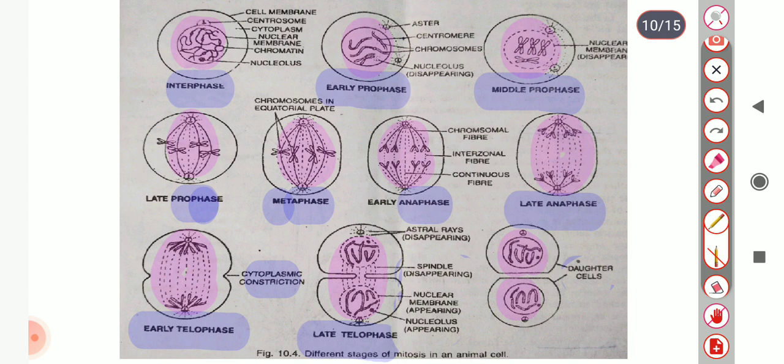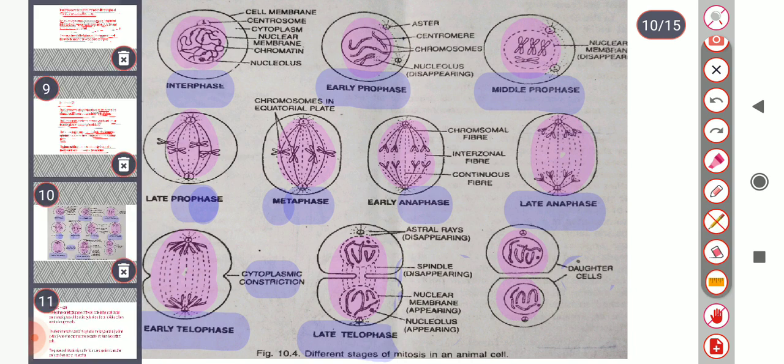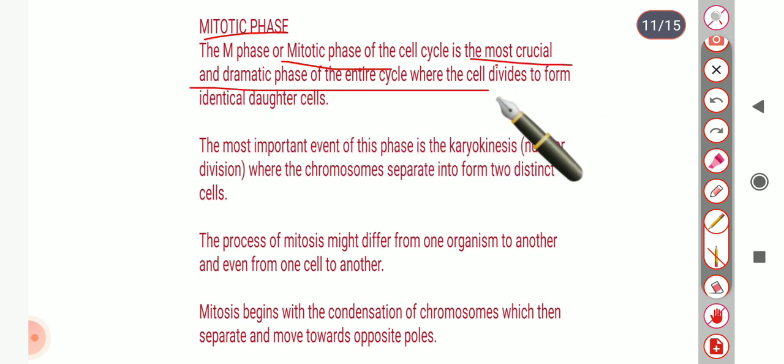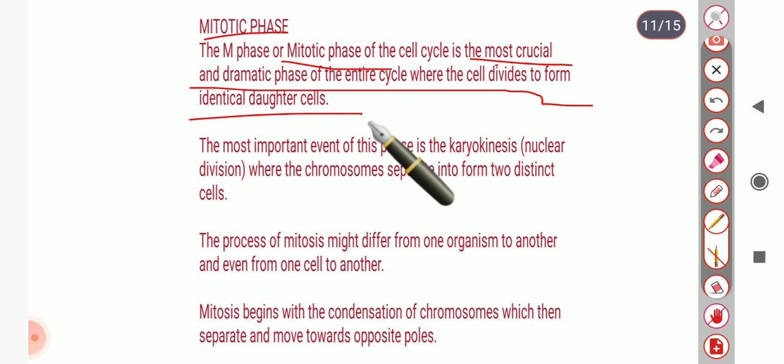These are the M phase or mitotic phase. First of all, the M phase or mitotic phase of the cell cycle is the crucial, dramatic phase of the entire cycle, where the cell divides to form identical daughter cells.